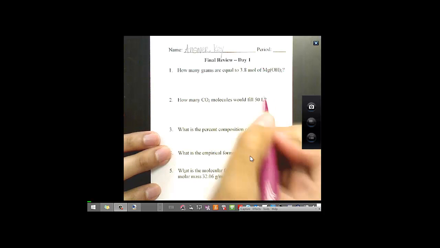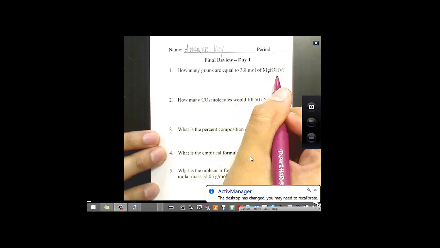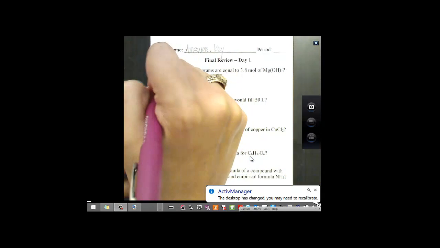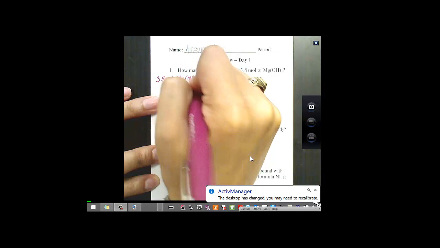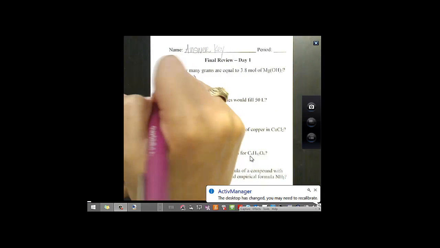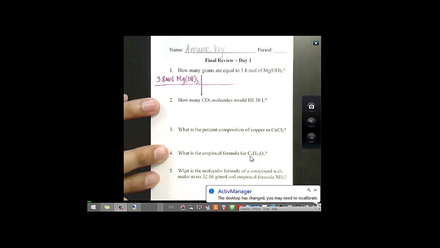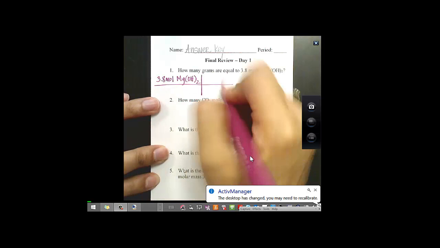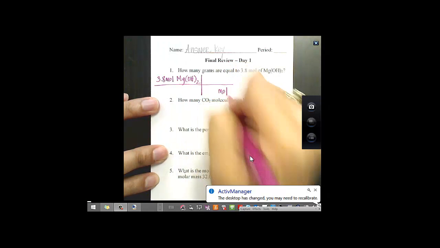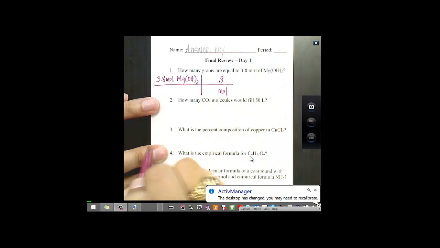So number 1 says, how many grams are equal to 3.8 moles of MgOH2? So I'm going to start with what I'm given. So that's 3.8 moles of MgOH2. And I'm going to need to use dimensional analysis to convert that into grams. So if I have moles, then I'm going to use moles on the bottom so that they'll cancel. And I'm going to change moles into grams.